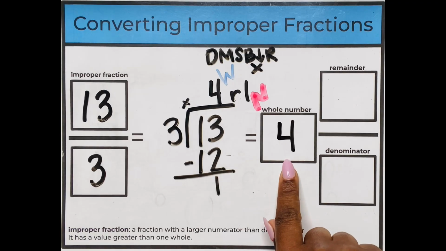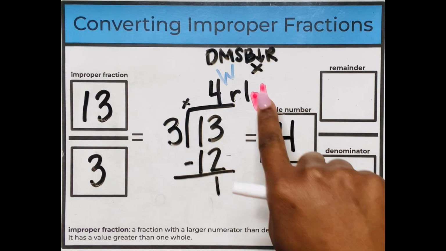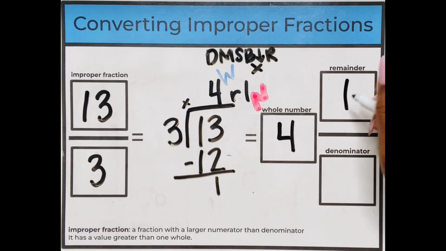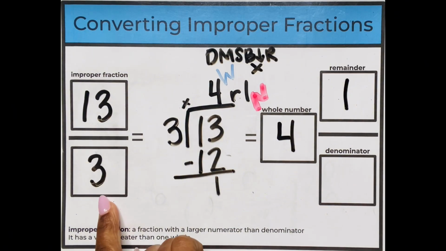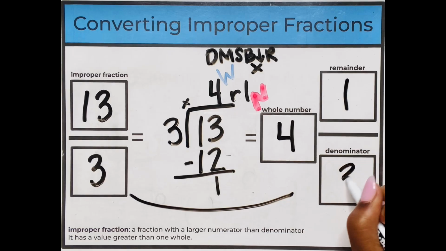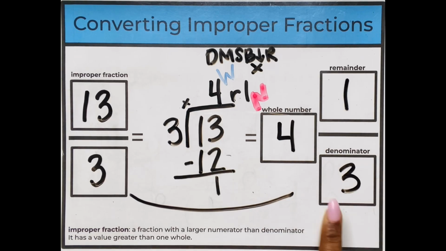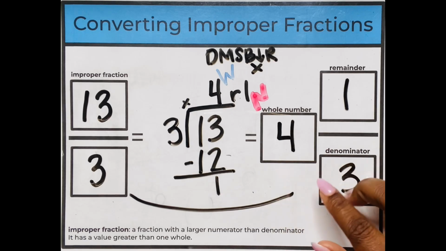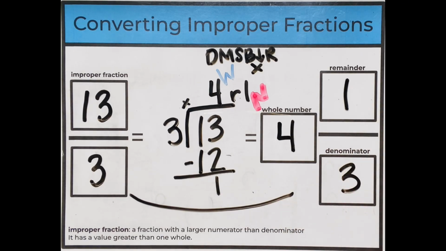So we have 4 with a remainder, we said is our numerator of 1. And all you have to do is just bring over that denominator. We have thirds. That will not change. All right. Our final answer is 4 1/3. Great job.